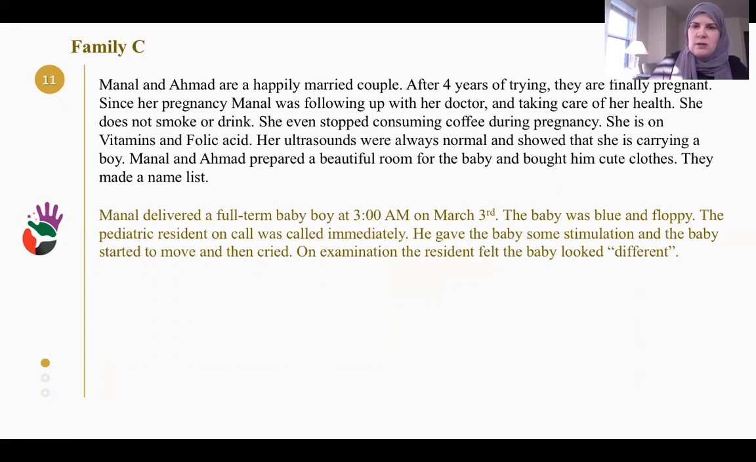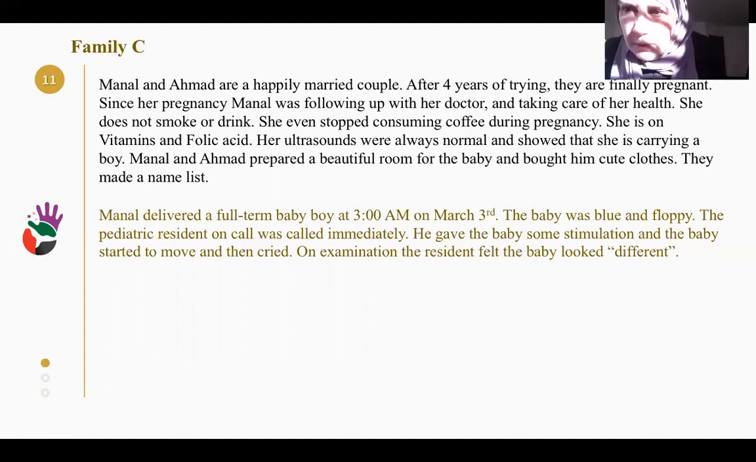Floppy means the tone of the muscles is decreased, and there wasn't a lot of movement. So the pediatric resident on call, so that's a doctor in training, was called immediately, and he gave the baby some stimulation. And the baby immediately started to move, and then he cried, and so things were moving well. But then the resident or the doctor felt that the baby looked different. And at this point, I'm going to tell you that that baby had Down syndrome.